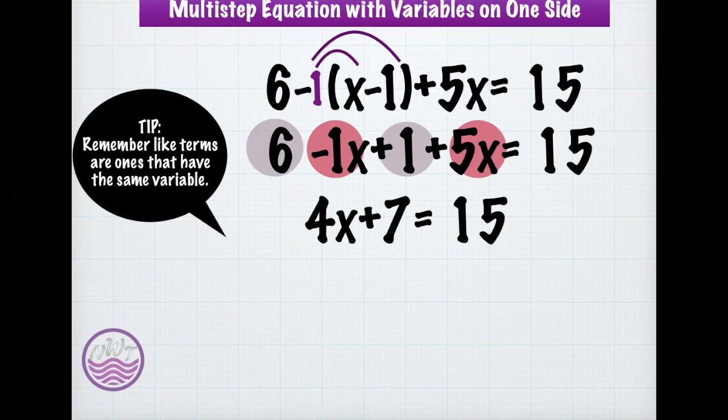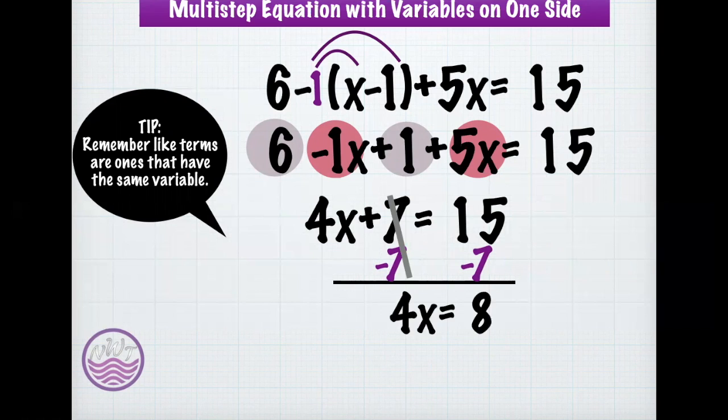So when I combine those, I get 5x minus 1x will give me 4x. And then of course 6 plus 1 will give me 7. And don't forget to drop that 15. So now we have a regular two-step equation. I'm going to subtract 7 to both sides. Cross out that 7 and get 4x equals 8. I know that 4 and x are being held together by multiplication, so I need to divide as my inverse operation by 4. Go ahead and cross out for organization and x equals positive 2.